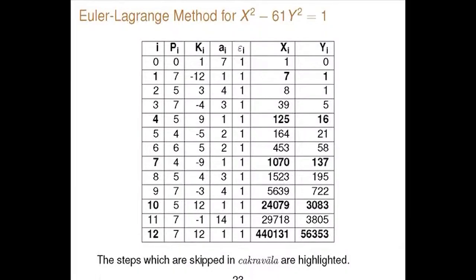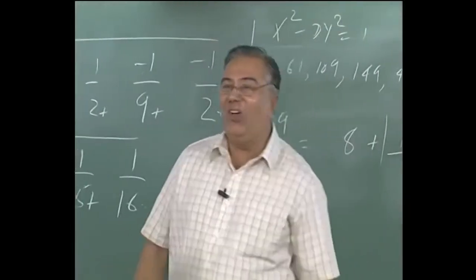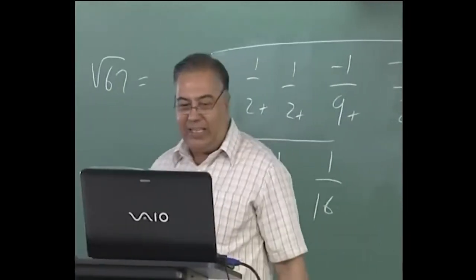But actually, you do not need to do all the 22 steps. The simple continued fraction will terminate here when you get minus 1, k is equal to minus 1. So, it is a square root of d which has an odd period. Chakravala is indeed a hot subject.